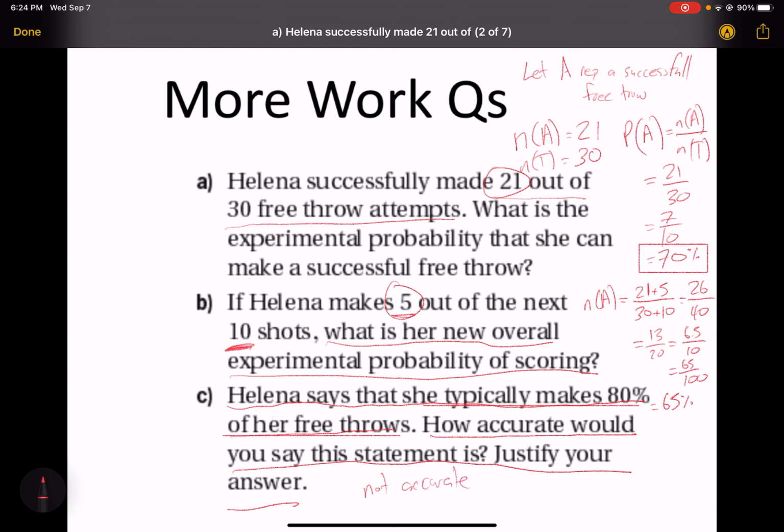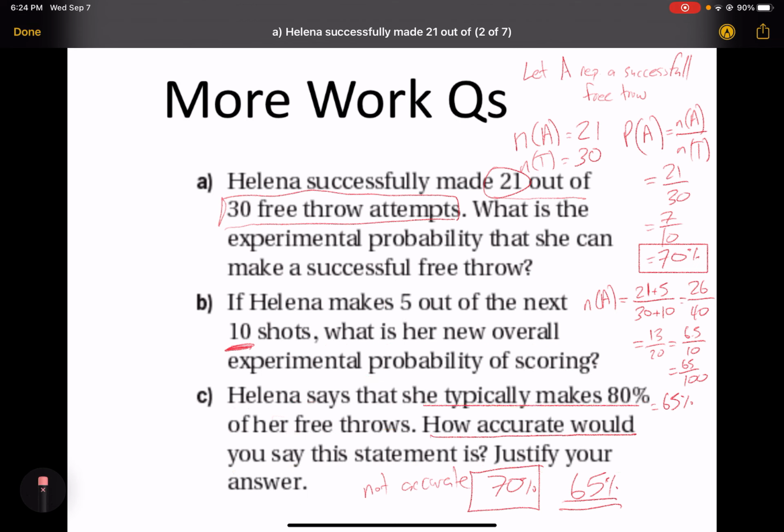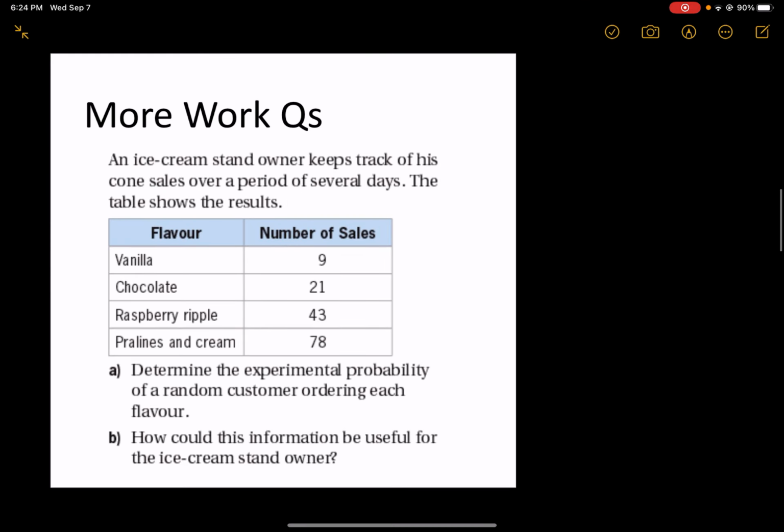accurate, because at first, when it was 30 free throw attempts, she made 70%. When she made more, it was closer to 65%. So 65 would be more accurate than 70. Now, anyway, there could be more to the mix, but let's just stick to the math. It could be that her first 10 is at 80%, and then it just goes down from there. But let's just say it's not accurate. Next question.